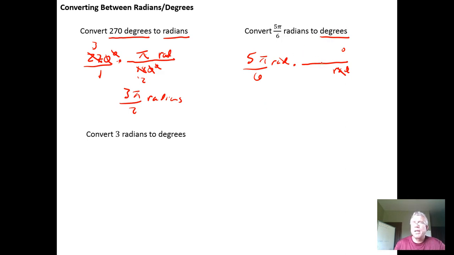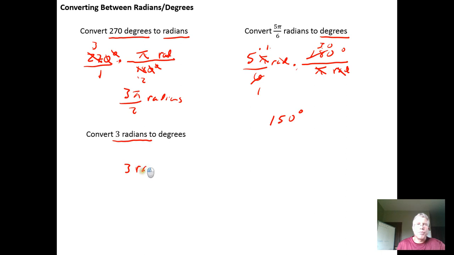And again, we just write the relationship between radians and degrees. So we either go 2 pi, which is the circumference of a circle of radius 1, over 360, or we do 180 degrees per pi radians. The radians cancel. Pi divided by pi equals 1. 6 goes into 6 once. 6 goes into 18 3 times. That leaves us with 30 degrees. So we get 5 times 1 times 30, which is 150 degrees.